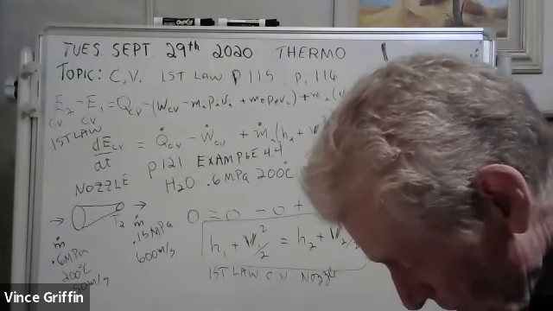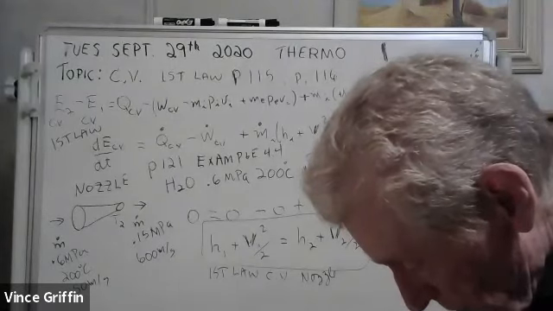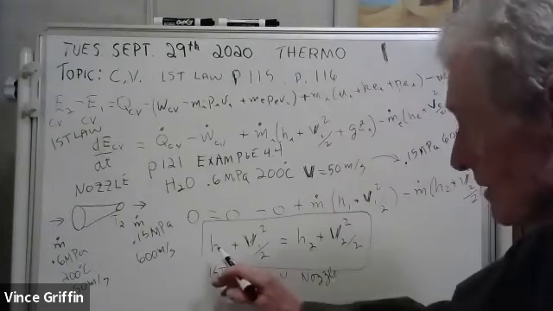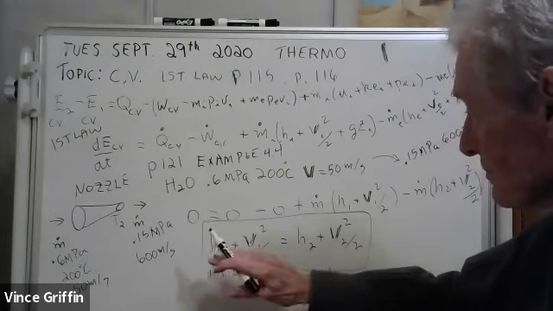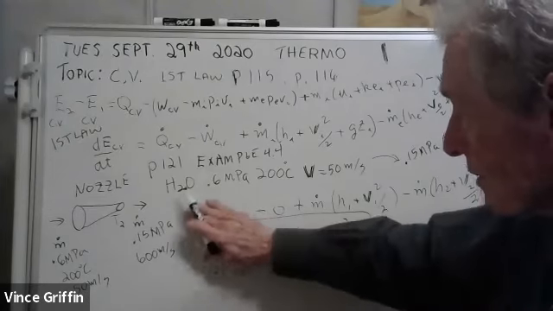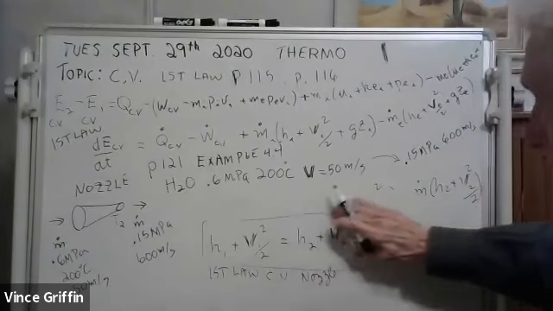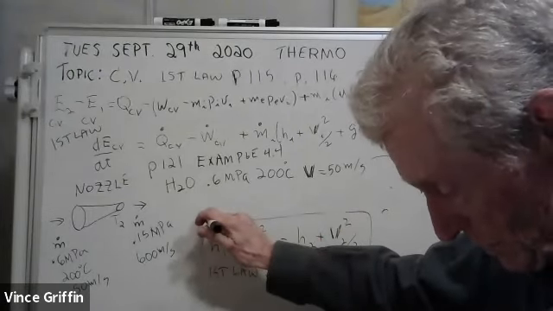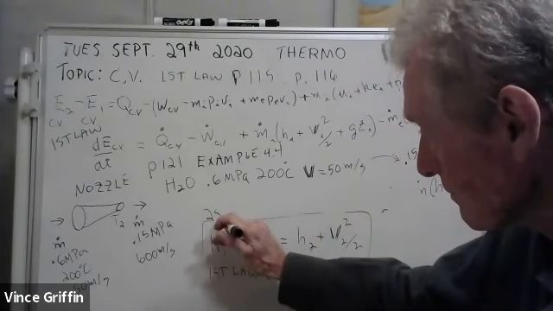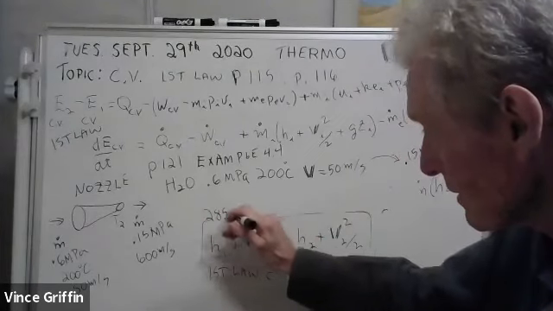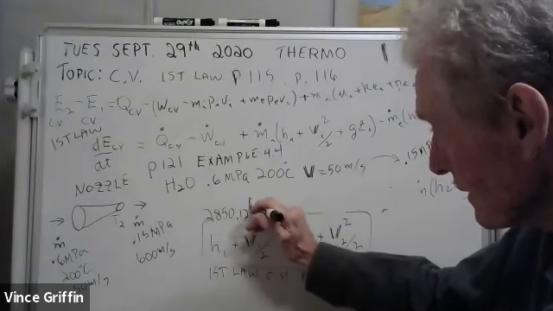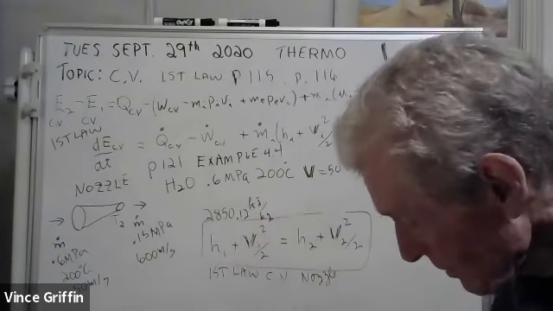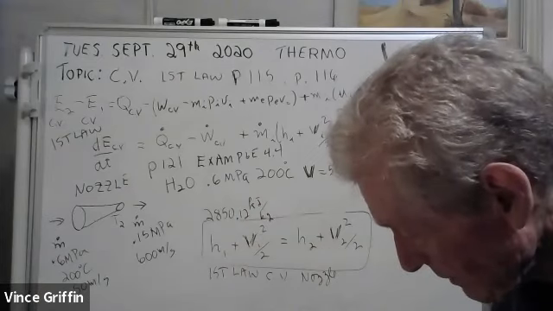The specific enthalpy at 600 kilopascals, 200 Celsius. This number right here is 2850.12 kilojoules per kilogram. Now I'm going to wait till I hear a couple of ahas that you found that.